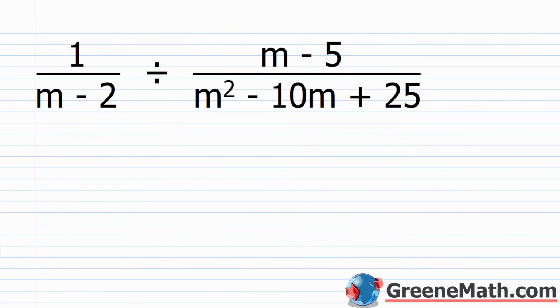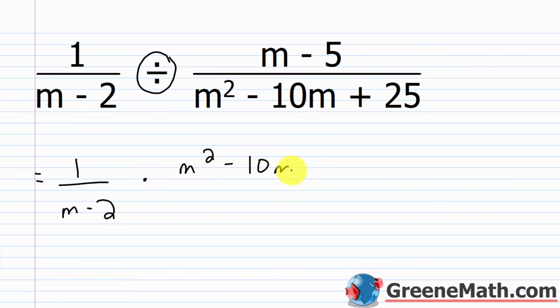All right, let's take a look at another one. So we have 1 over m minus 2, and this is divided by m minus 5 over m squared minus 10m plus 25. Okay, so the first thing I want to do is set this up. Remember, if I'm dividing, just like if I'm dividing with fractions, the first guy over here is going to stay the same. So 1 over m minus 2. Then I'm going to multiply by the reciprocal of this. So this is going to go in the numerator, m squared minus 10m plus 25. And then this is going to go in the denominator, m minus 5.